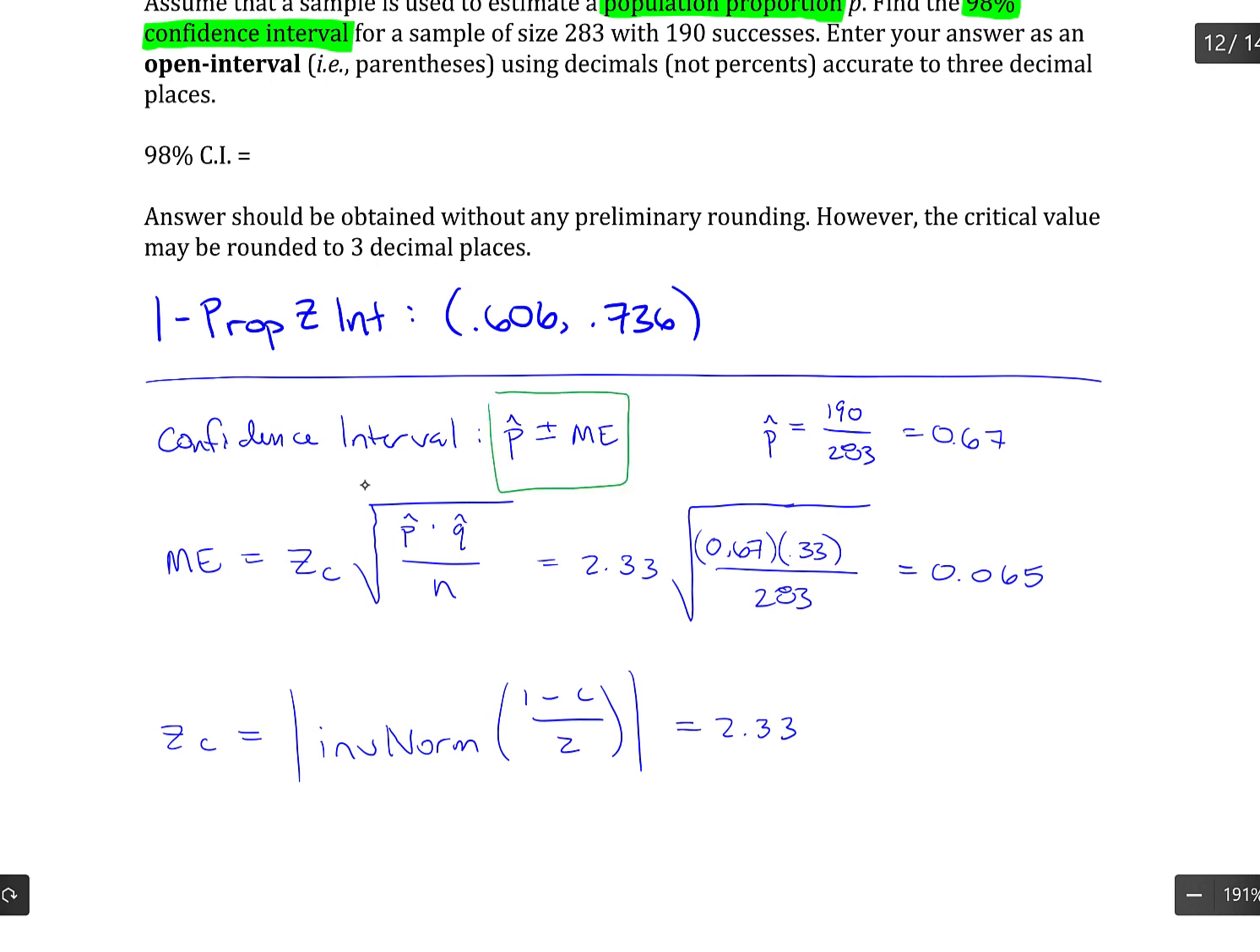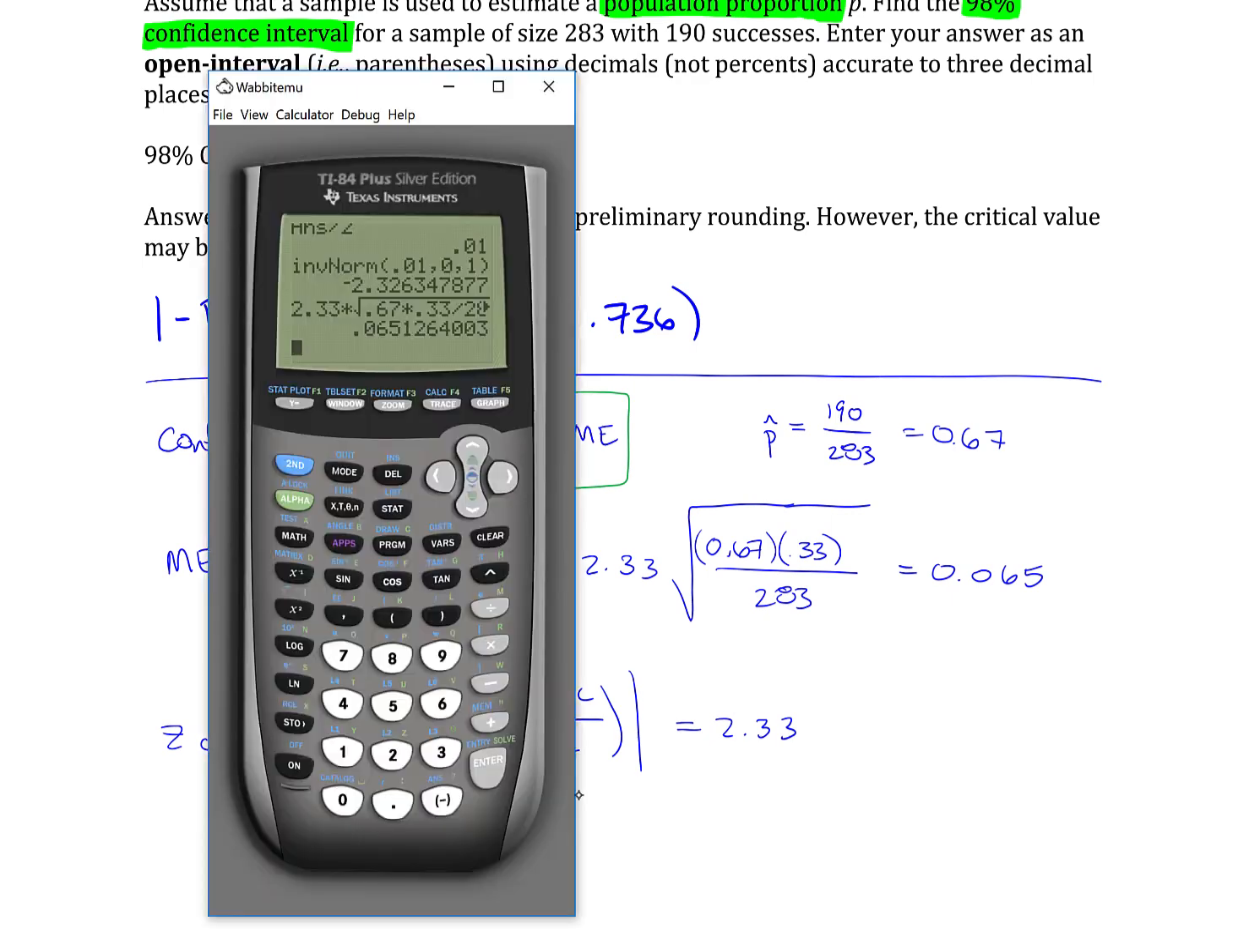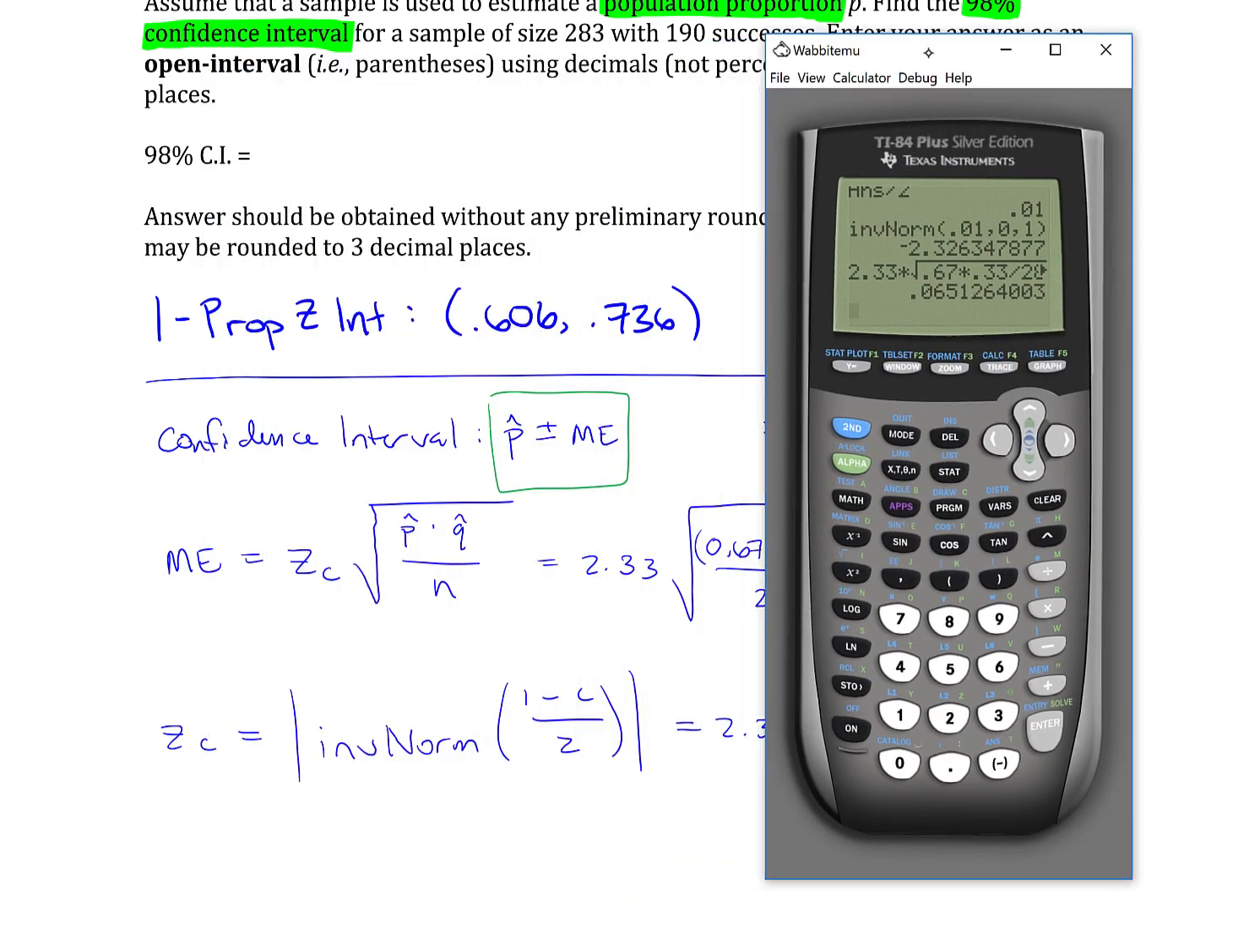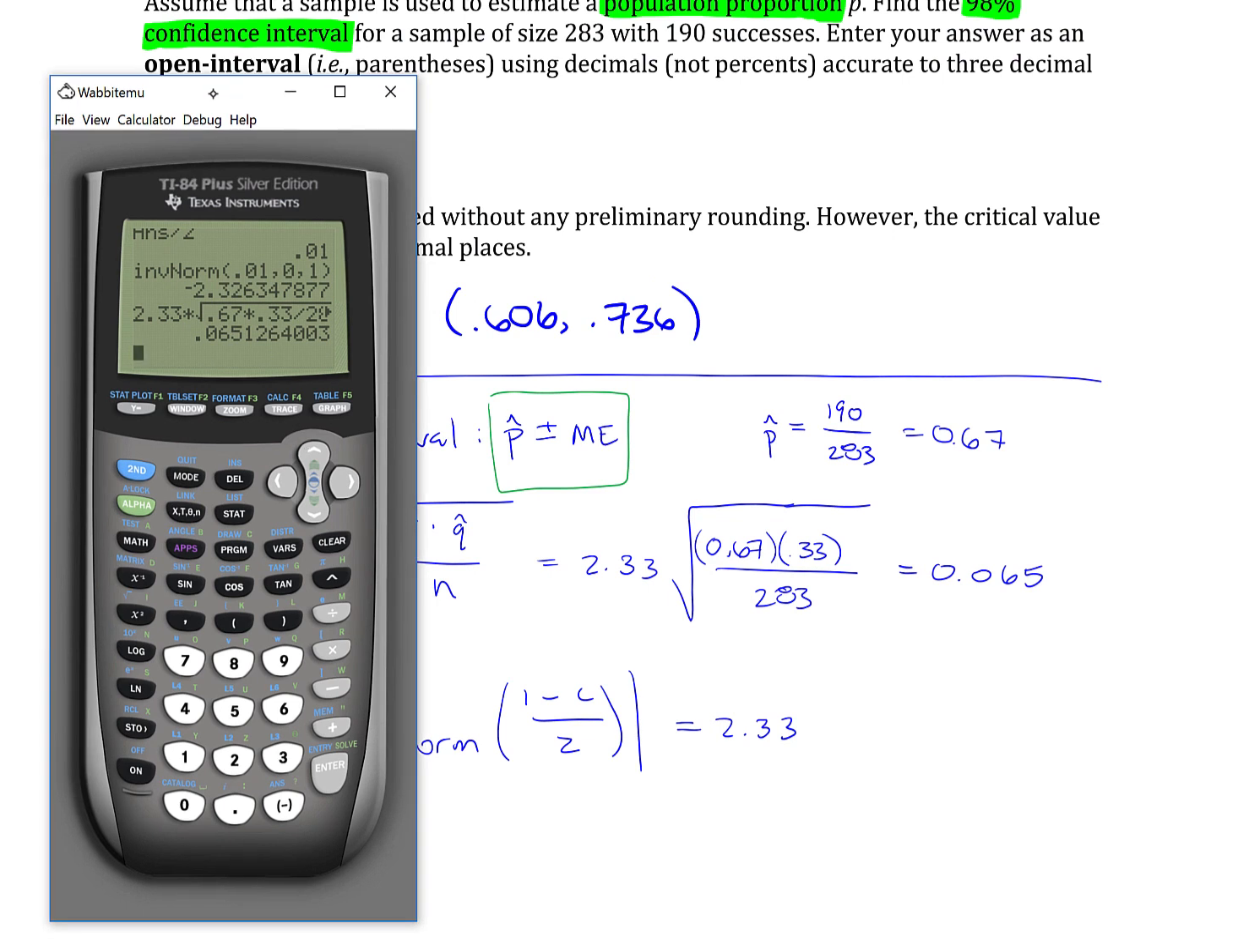So to come up with a confidence interval, all I need to do is take the value of p hat, where is that? Right there, 0.67 minus that margin of error, and then 0.67 plus that margin of error. All right, so if you'll notice, I am off by a decimal value. Originally I had 0.606 instead of 0.605. And that's just rounding error.